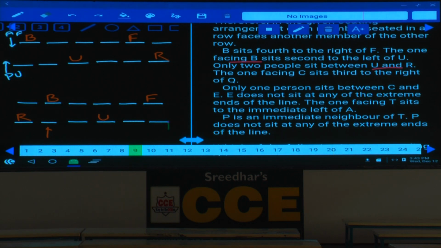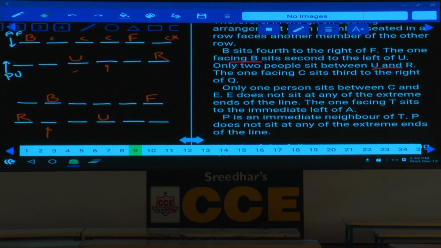The one facing C sits third to the right of Q. Now C cannot be at this place, because if C is here, then the person who is facing C must be third to the right of Q. And C cannot be at this place as well, because this person is opposite to whom? Isn't it R? Now if C is at this corner, then Q must be in the place of U, which is not possible. Hence C cannot be here as well.